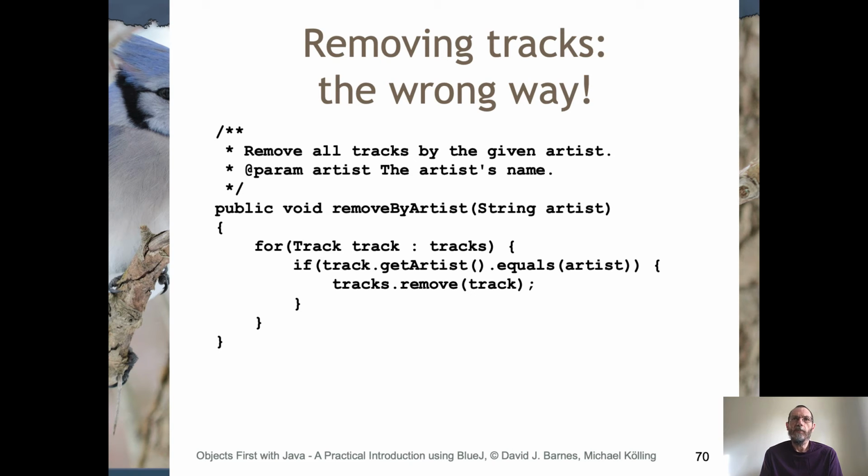We've got a for each loop where for every track in the list we call the accessor method for the artist information, and then we make a comparison between that and the parameter value, and if the artist of the track matches the artist parameter, then we say to the tracks collection, please remove this track. And I want to illustrate that you cannot do this with a for each loop. So let's switch to the BlueJ project Music Organizer version 5, and let's take a look at what happens when we try to write our code like this.